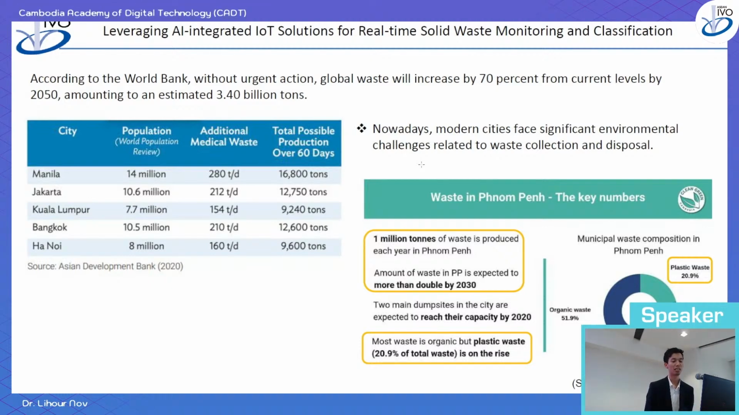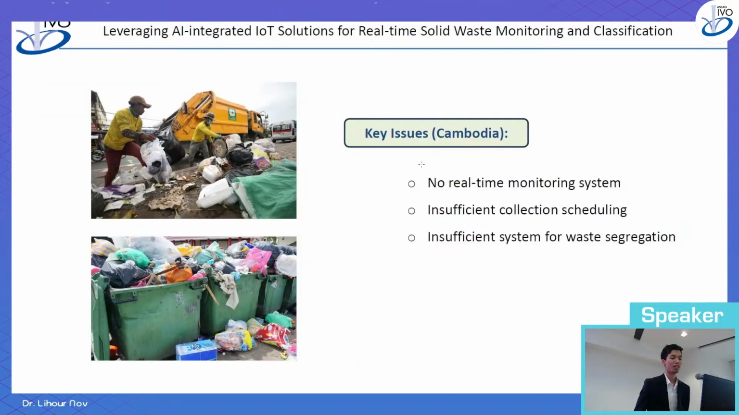And maybe, as you may know, with existing AI or IoT solutions, we can leverage this technology to improve the monitoring and management of the waste. So specifically in Cambodia, we found three main key issues, based on our observation. But this is specifically for Cambodia. I'm not sure about other Asian countries.